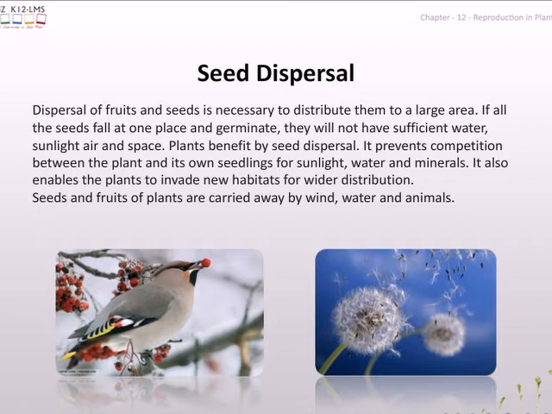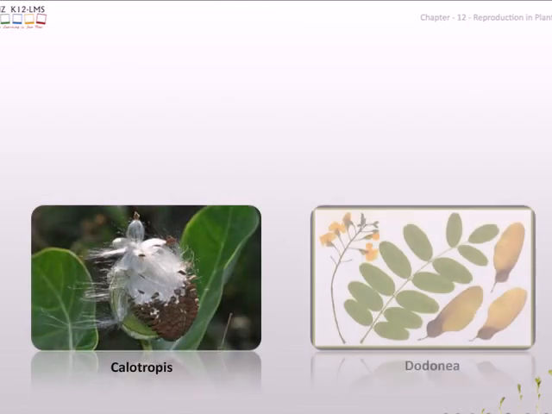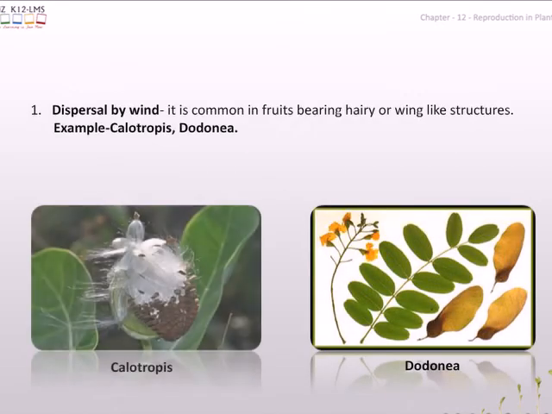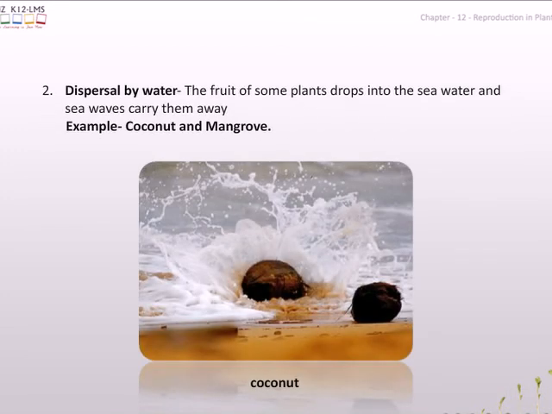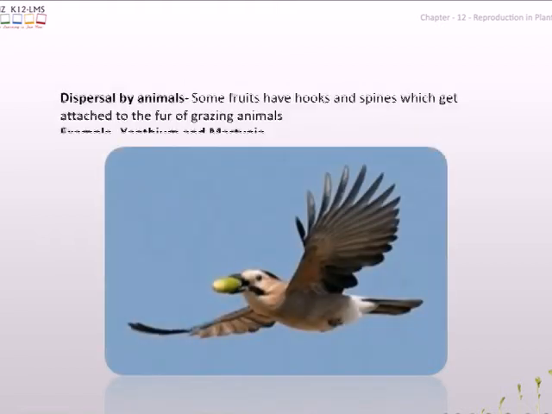Seeds and fruits of plants are carried away by wind, water, and animals. Dispersal by wind. It is common in fruits bearing hairy or wing-like structures. Example, calotropis, Dodonaea. Dispersal by water. The fruit of some plants drops into the sea water and sea waves carry them away. Example, coconut and mangrove. Dispersal by animals.